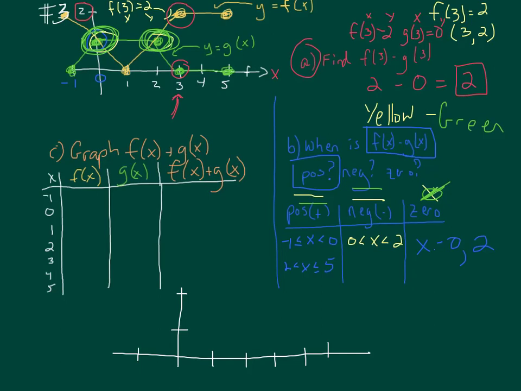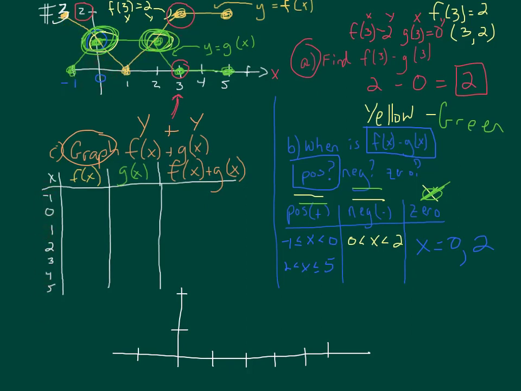Alright, and finally, let's do this part C. It's in this funky looking salmon color. Graph f of x plus g of x. Now remember, that means to take a y value plus a y value and get a third new y value. So what you're going to have to do is go through your yellow function and trace it and get all the different y values for all these x values.